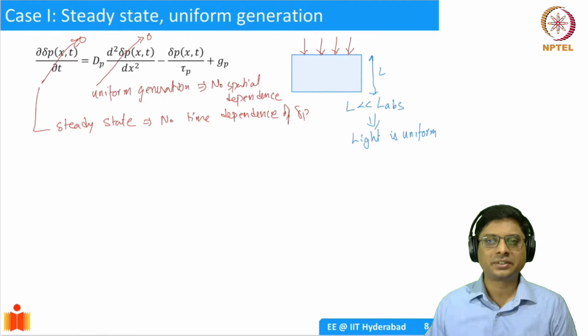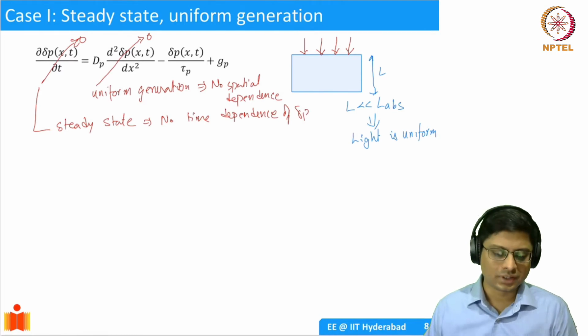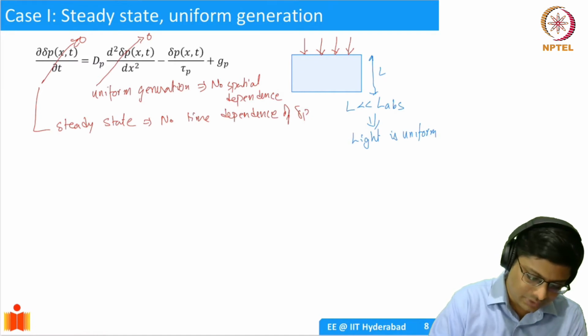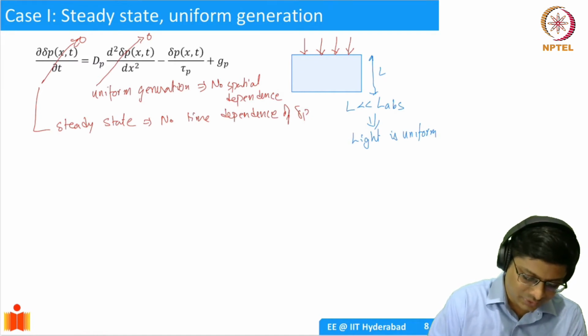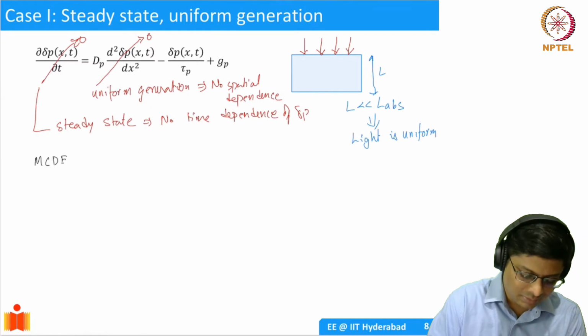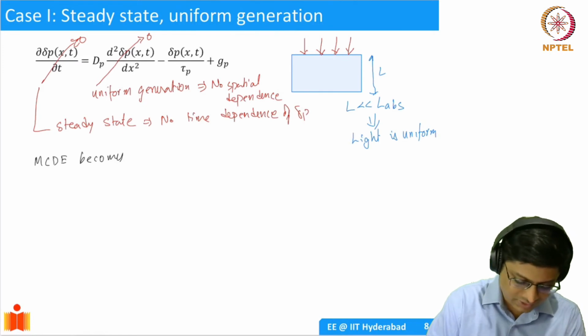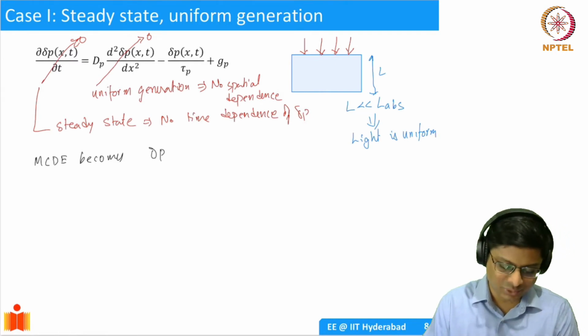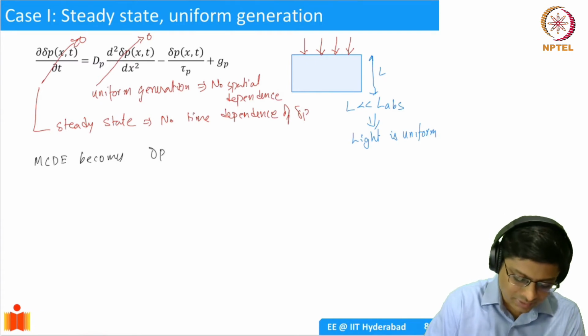We have everything that we need to solve this particular situation. So what does MCD reduce to? Well, the minority carrier diffusion equation, MCDE, becomes, well, take the other side. There's no time dependence and there's no space dependence. So I can simply write it as delta P equal to GP times tau P.